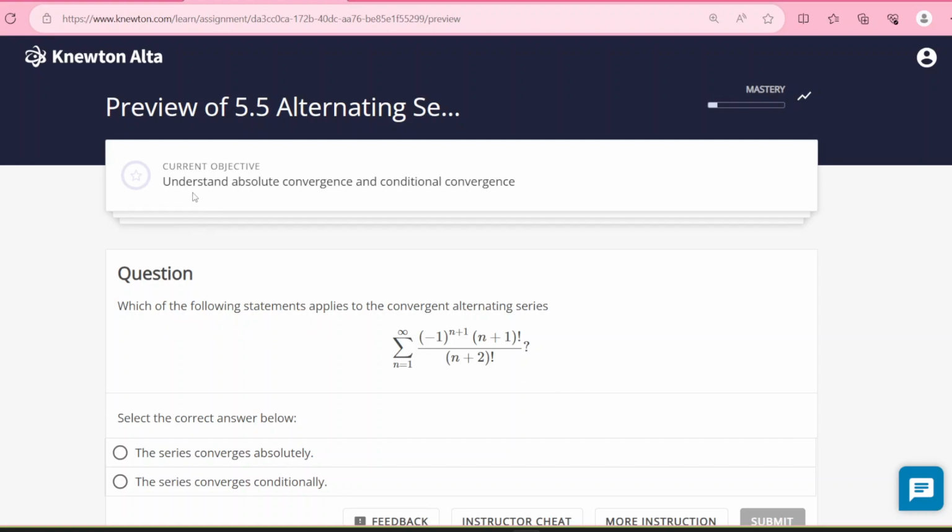So now it's the third objective. Understand absolute convergence and conditional convergence. Okay. So let's talk about those definitions. What do those mean?